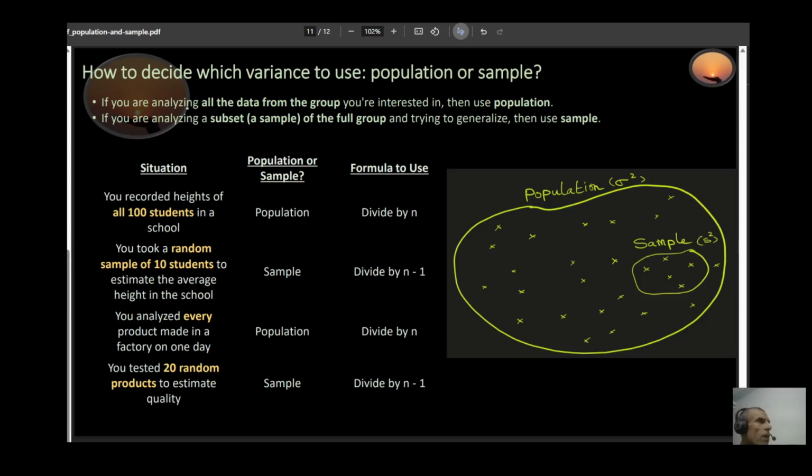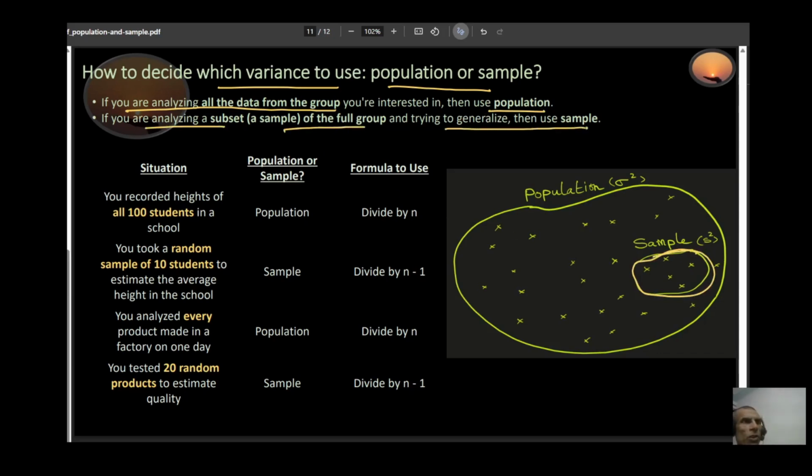So let's see how to decide which variance to use, population or sample. Well, if you're analyzing all the data from the group, then use population. If you're analyzing just a subset, okay, let's say this is a subset, just a sample of the full group, then use sample. So let's understand through some situations. Let's say you recorded heights of all students in a school. Since you recorded the heights of all students, in this case you're going to use population. So you're going to be dividing by capital N in this case.